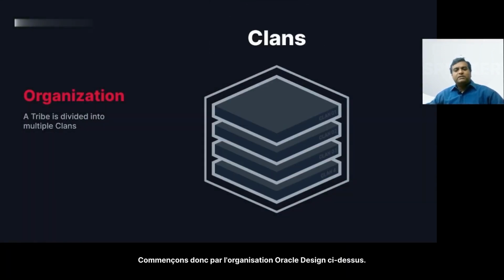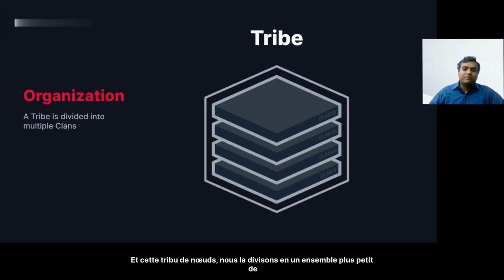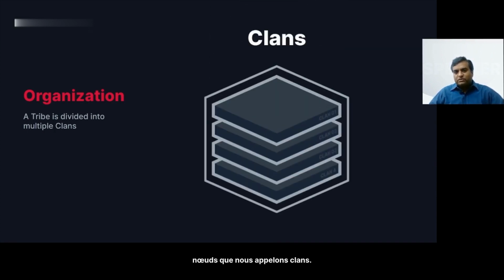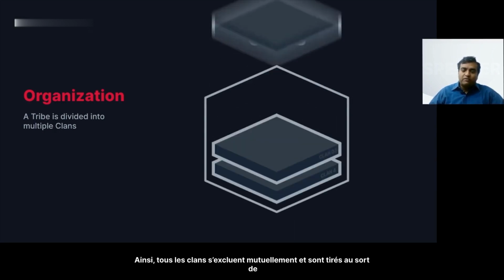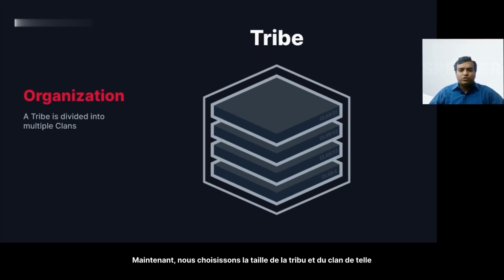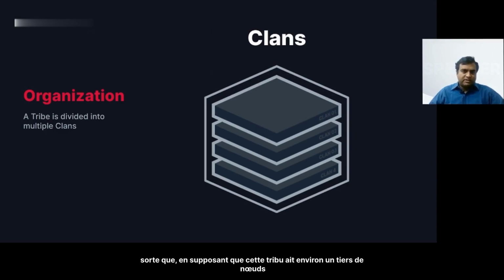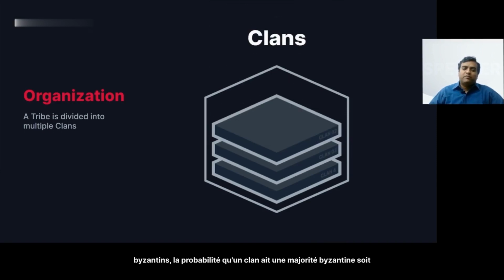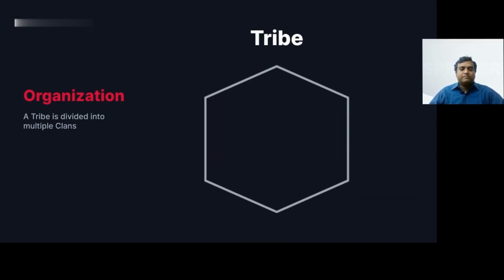So let's start with the oracle design organization at Supra. Tribes are sets of nodes, and this tribe of nodes we divide into smaller sets of nodes, which we call clans. All clans are mutually exclusive and they are drawn from the tribe randomly. Now we choose the size of the tribe and clan such that, assuming the tribe has about 1/3 Byzantine nodes, the probability that a clan has a Byzantine majority is negligible.